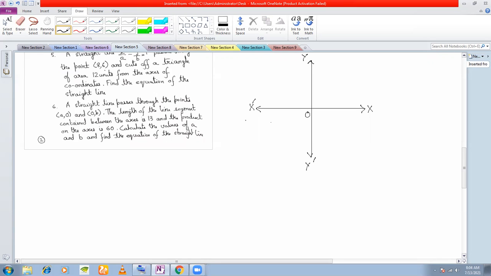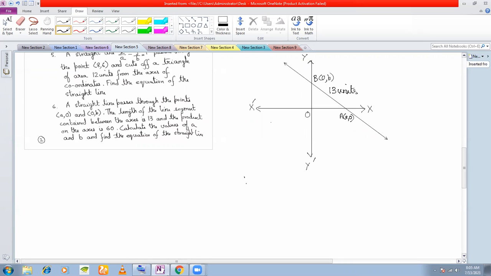Okay, the straight line passes through the points (a, 0) and (0, b). Let us consider the straight line to be in this manner. This is my point A (a, 0), and this is my point B, the coordinates (0, b). What do you mean by the length of the line segment contained between the axes? It means AB. The length of the line segment contained between the axes is 13 units. That means AB must be equal to 13 units.